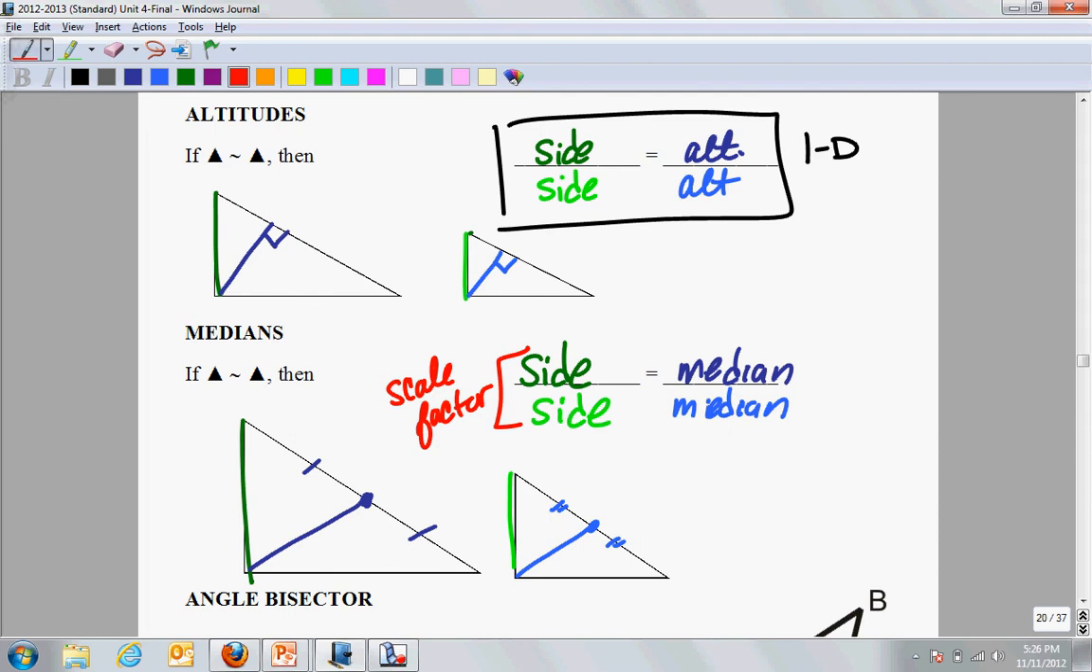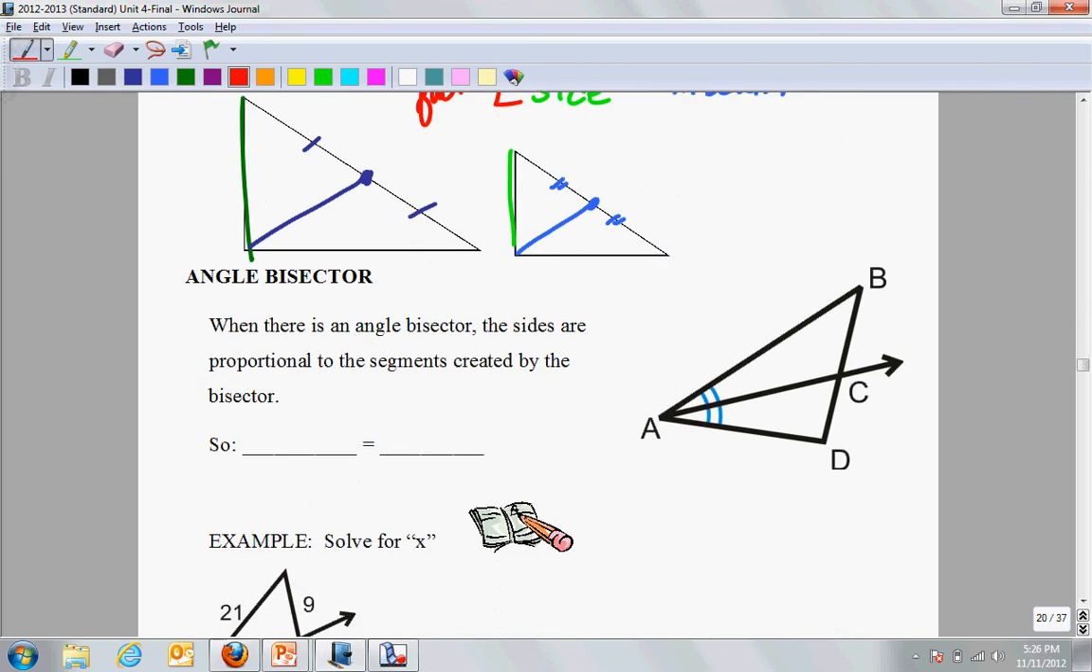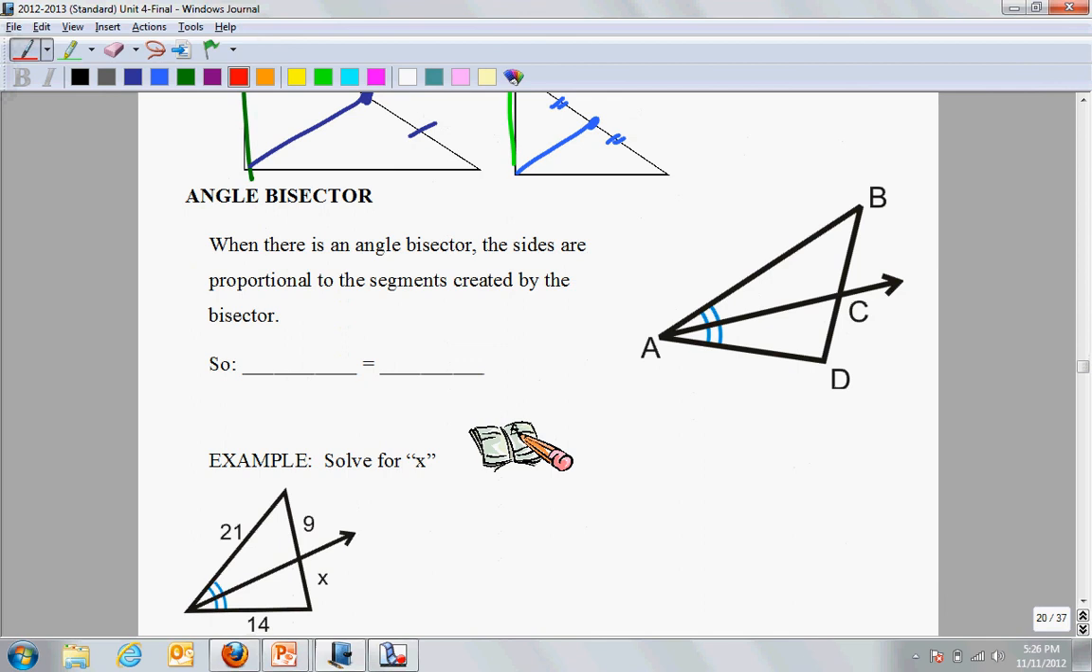And our third triangle part that we've dealt with is an angle bisector. Now, something interesting happens with angle bisectors. In an angle bisector, the sides are proportional to the segments created by the bisector. For example, sweep this angle, and I'd like you to retrace this angle bisector. Remember, it's cutting in half. The point of intersection is C. C is not the midpoint there. Be very careful. Don't put hatch marks there.